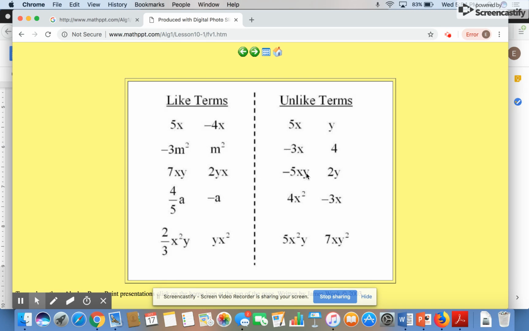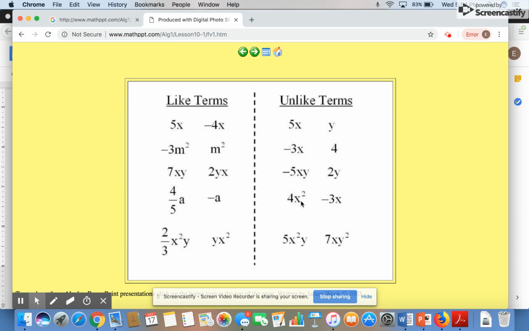This one has an x and a y, and this one only has a y, no x, so these are unlike. And it doesn't matter what the sign is, they can still be like terms if they have the same variable. So these are both a, so even though this one's negative, they're still like terms. This is just like saying -1, so their coefficients are just different.